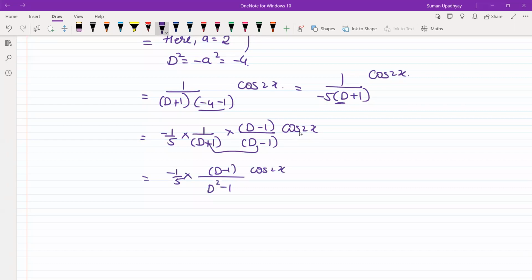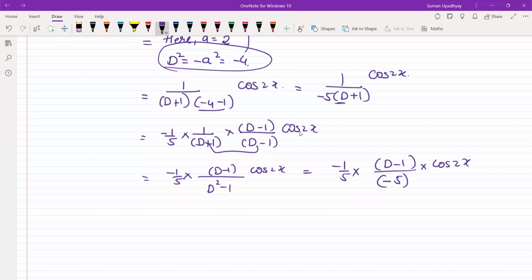Now we know d square, what should we replace d square with? Minus 4. Minus 4 minus 1 becomes minus 5. Okay, so this and this got cancelled. No, sorry, I did wrong. The minus will get cancelled. 1 upon 25 will be there.